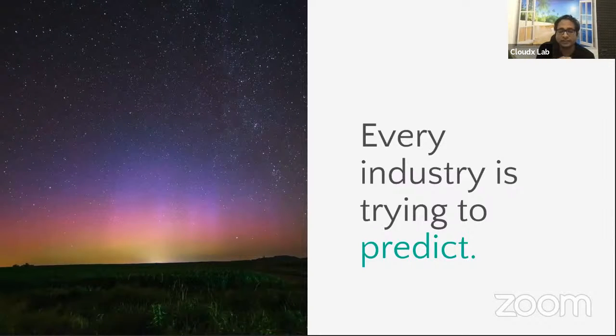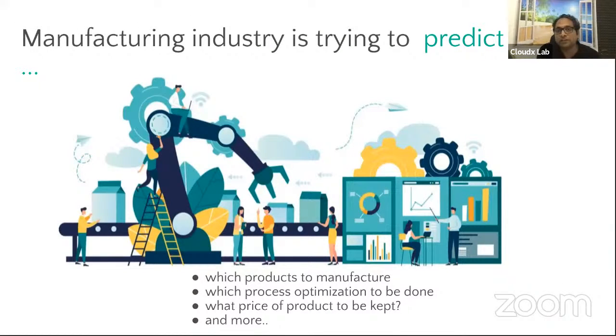Now, if you think carefully, one of the questions that everybody asks is, why is machine learning so important? Because if you look at every industry, every industry is trying to predict. For example, the manufacturing industry is trying to predict what products to manufacture, how much to manufacture, at what price to sell it, and what is the process to manufacture, how to predict the steps that will improve the quality of the product or decrease the cost of production. So essentially, at every step, we are trying to predict something based on the data, based on the past.